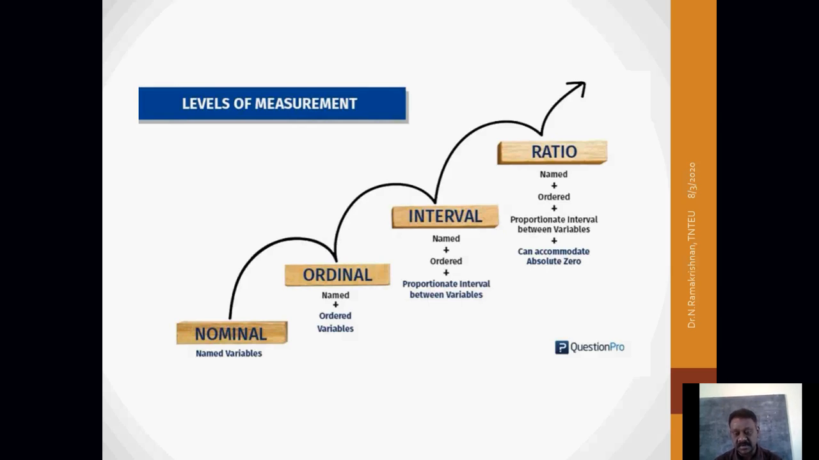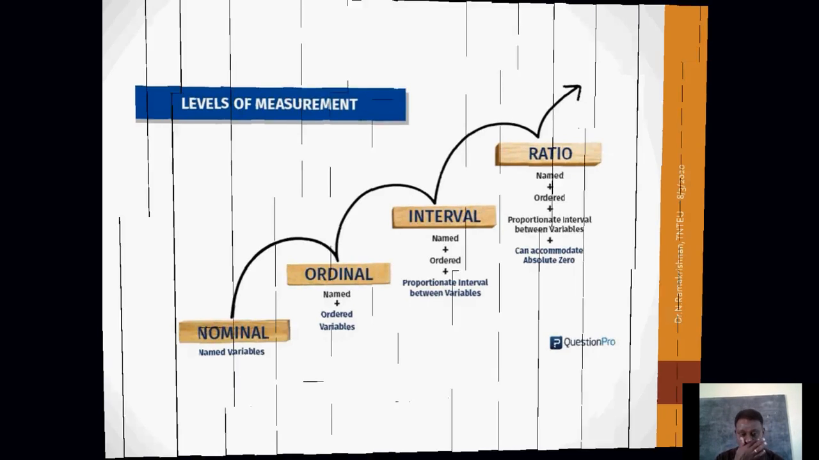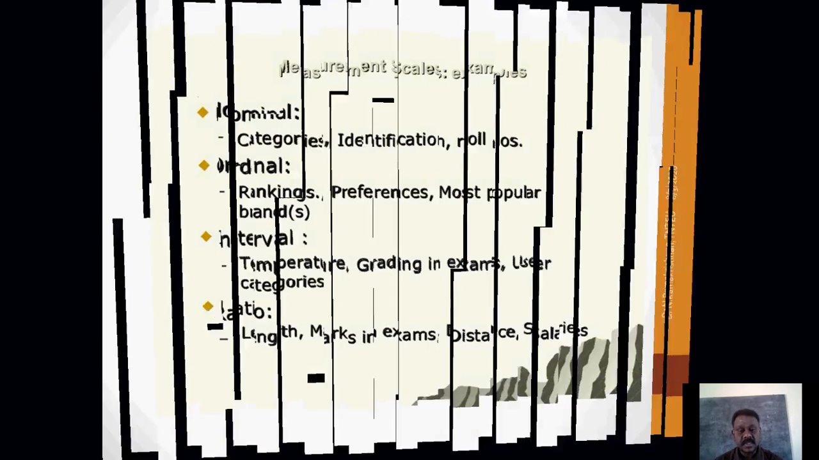So after 1 month, you are going to conduct a test. Then you will be seeing the level of achievement between students, and you will be finding out how students have achieved in my class compared to the other class. That is ratio scale.